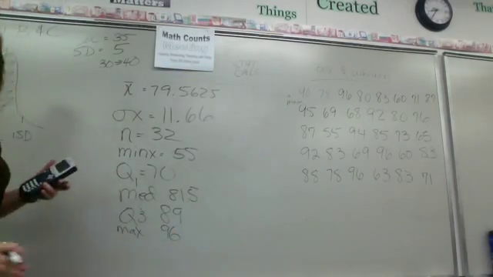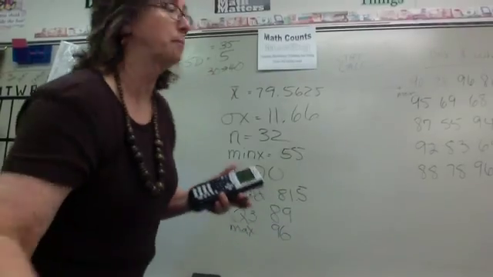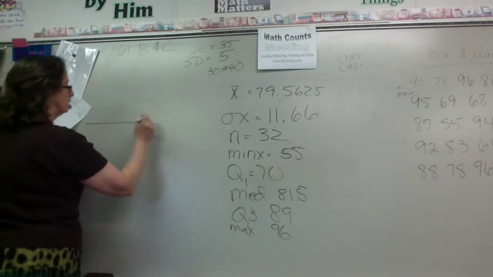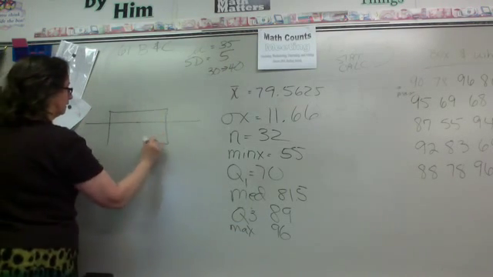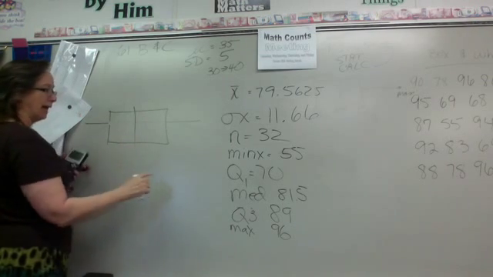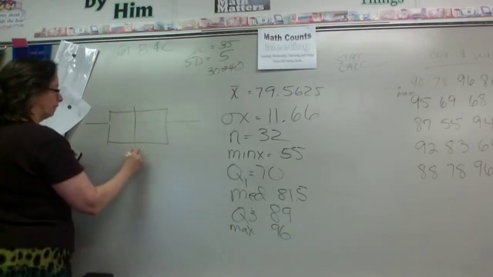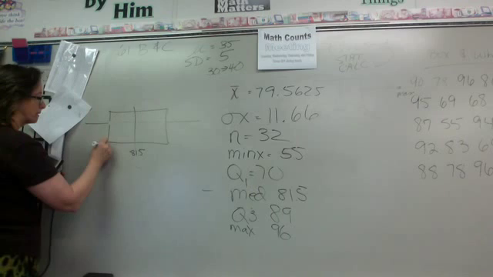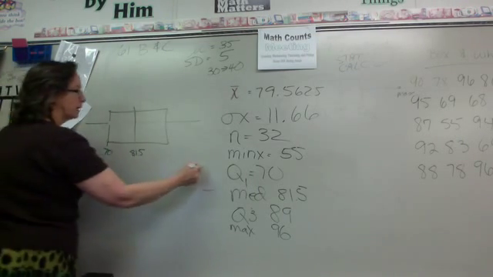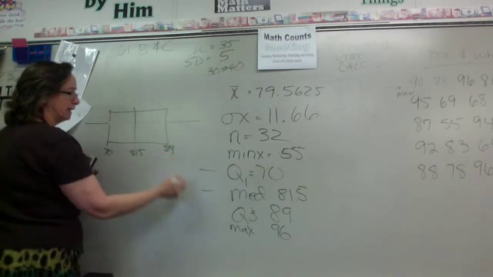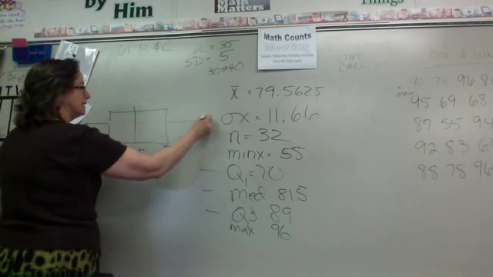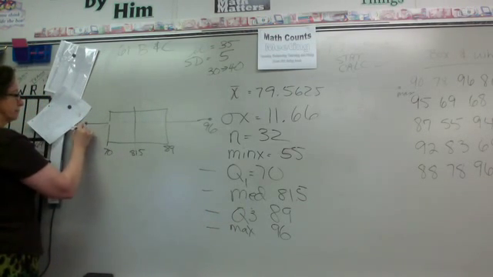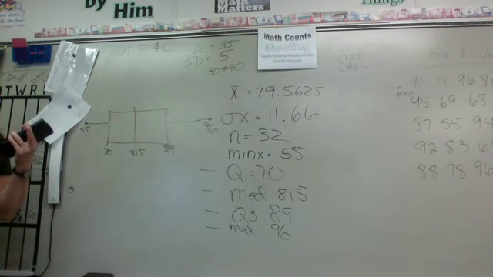So now when we go back to our little box and whiskers plot, which I'll put right here, we're going to draw our box and whiskers plot. It's going to have a median at 81.5. It's going to have a quartile 1, this little box in right here, which is 70, the quartile 3 is 89, the end of the box, the max is 96, and the min is 55. And that's how you make a box and whiskers plot.